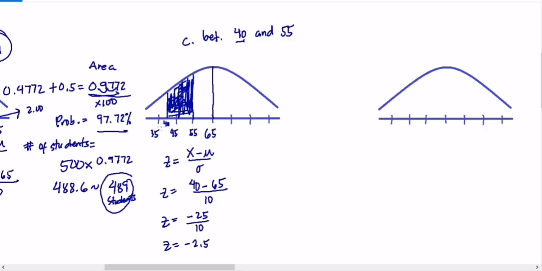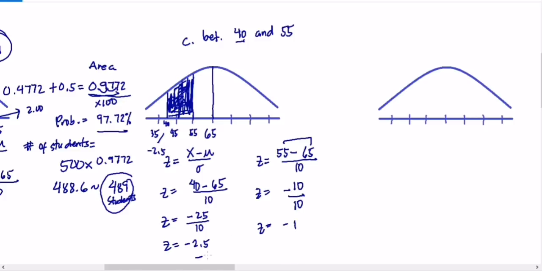Okay? Yan yung unang value ng z. Negative 2.5. What about 55? Convert din natin yan. So, magiging 55 minus, yung kino-convert natin na minus yung mean, 65, over 10. So, z equals, pag pinag-minus natin to, 55 minus 65, that is equal to negative 10. Okay, divided by 10. Z equals negative 1.